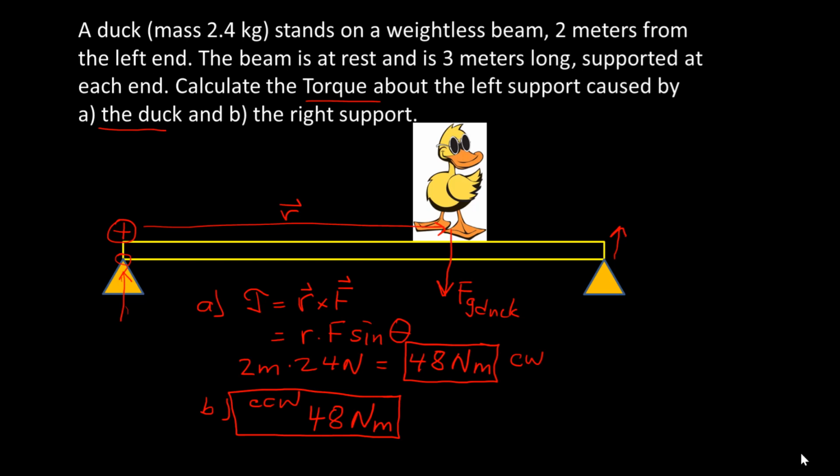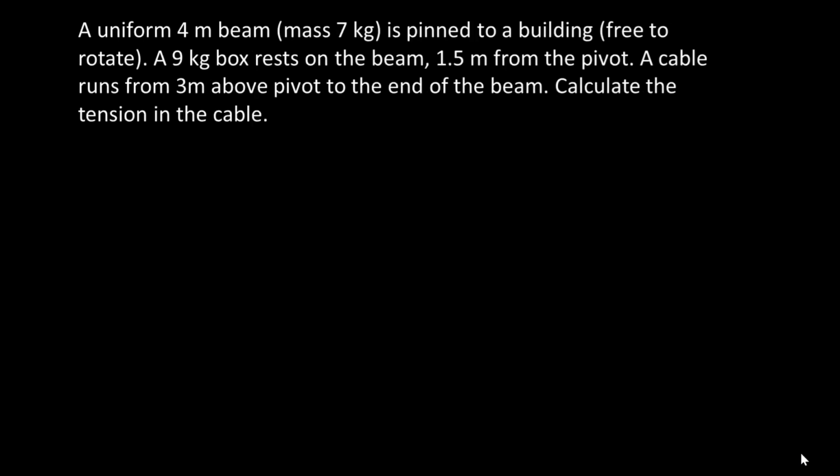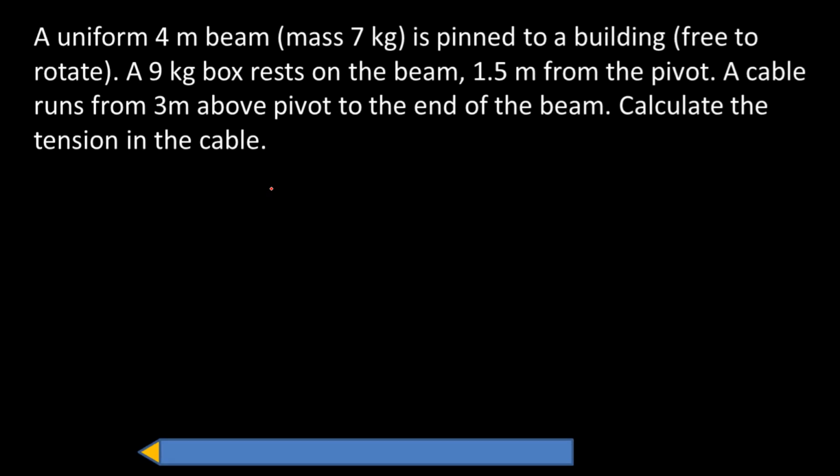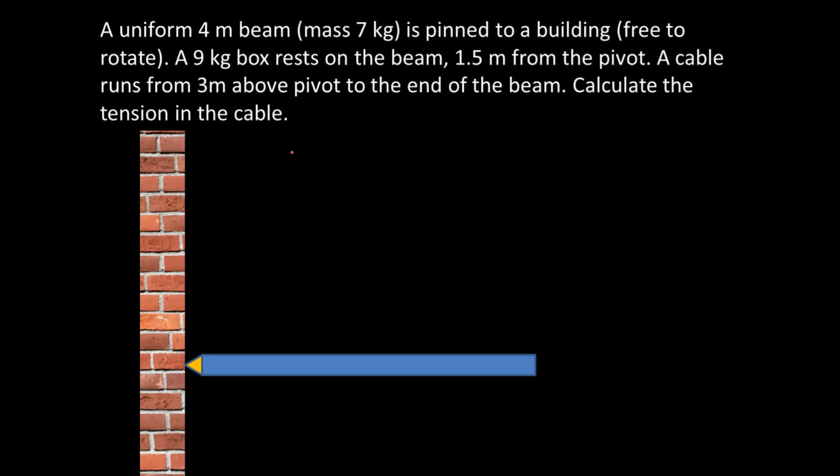Let's take a look at another sample problem. Got 4 of them here. This is our first. And, whoa, let's see. Forgot to put the floor in there. All right. Hey, so let's take a look at our second problem. We have a uniform beam, 4 meters, with a mass of 7 kilograms, pinned to a building, free to rotate. So we have a pin right here. It can rotate pretty easily. A 9 kilogram box rests on the beam 1.5 meters from the pivot. A cable runs from 3 meters above the pivot to the end of the beam. Calculate the tension in the cable.